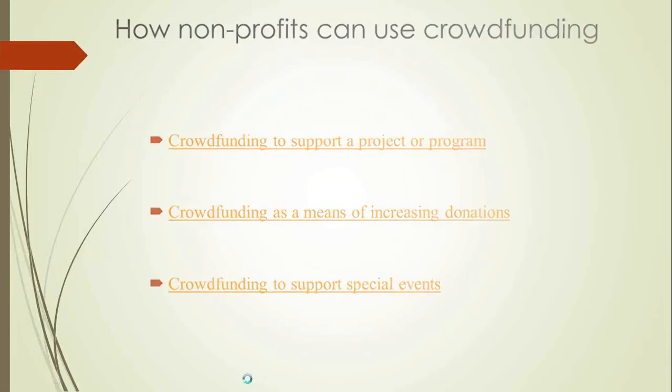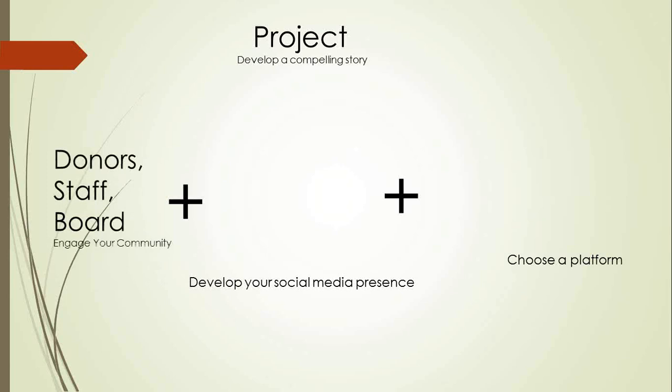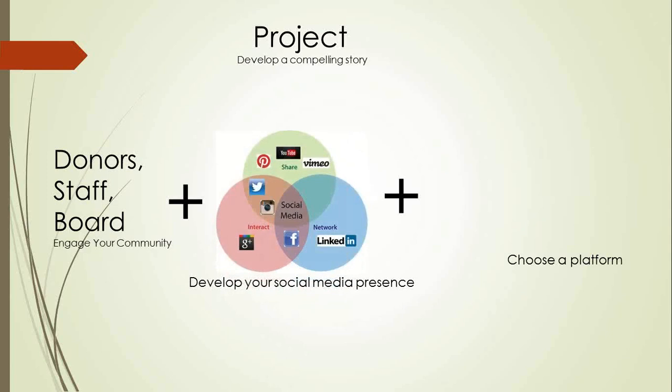But in our next section, we're going to get into some of the mechanics of what goes into a crowdfunding campaign. This is a simple pictogram. First we look at the project, and what you associate with the project is a compelling story. You must have a story. The next thing, you must engage your community. And this community we're talking about is your donors, your staff, and your board. You've got to connect those people with your social media channels, and you also want to create a social media presence. We're going to talk about that presence.